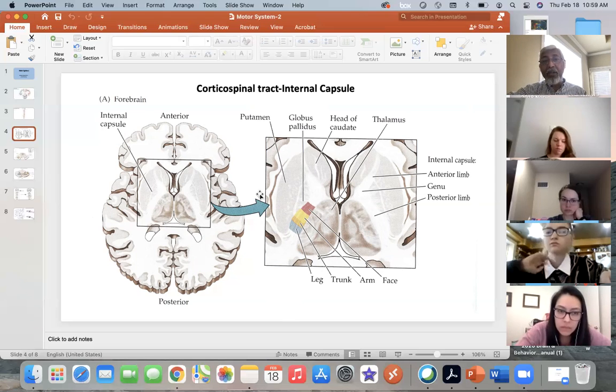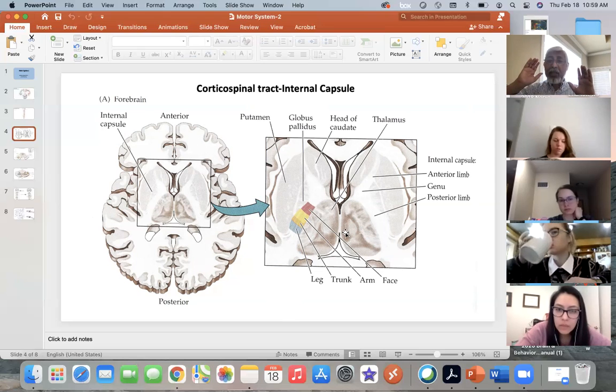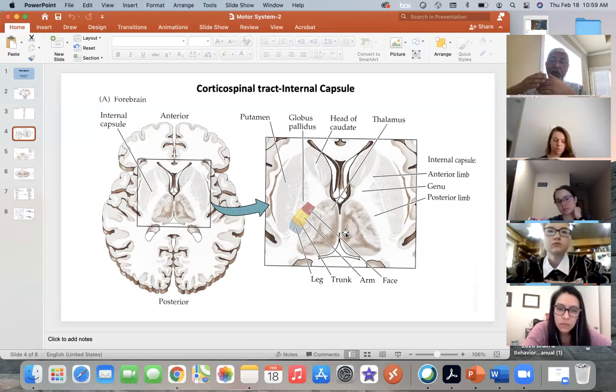So these pictures, I don't want you to memorize them, but I just want to give you an impression that the fibers have a somatotopic distribution. Actually, as the fibers travel, it's not a haphazard organization. The fibers of the face will be in one area, fibers of the legs in one area, fibers of the trunk in one area, like that.